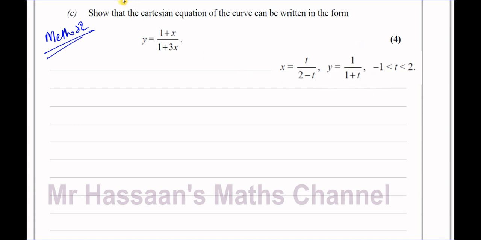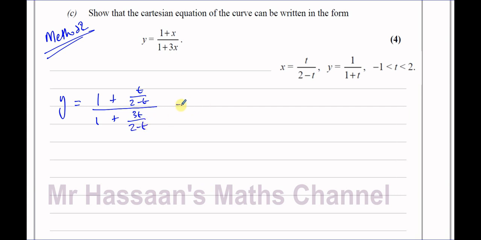So what we're going to do now is replace the x with t over 2 minus t. So 1 plus t over 2 minus t, divided by 1 plus 3 times t over 2 minus t, which becomes 3t over 2 minus t.